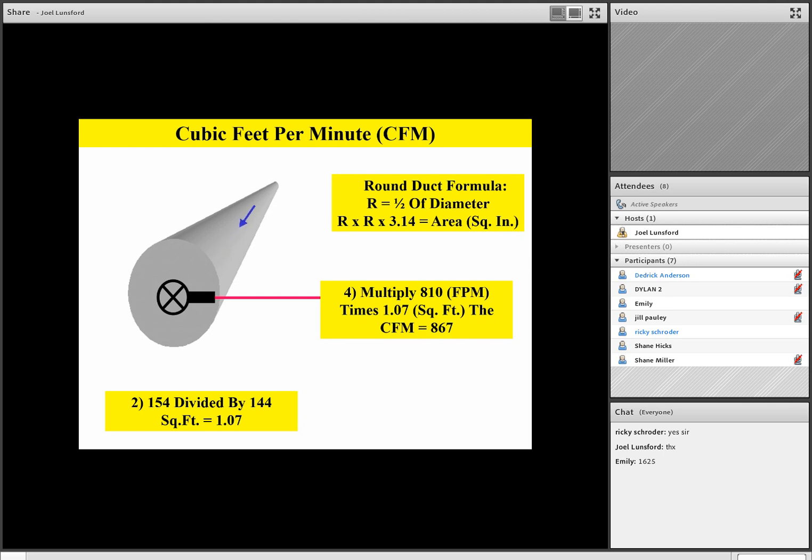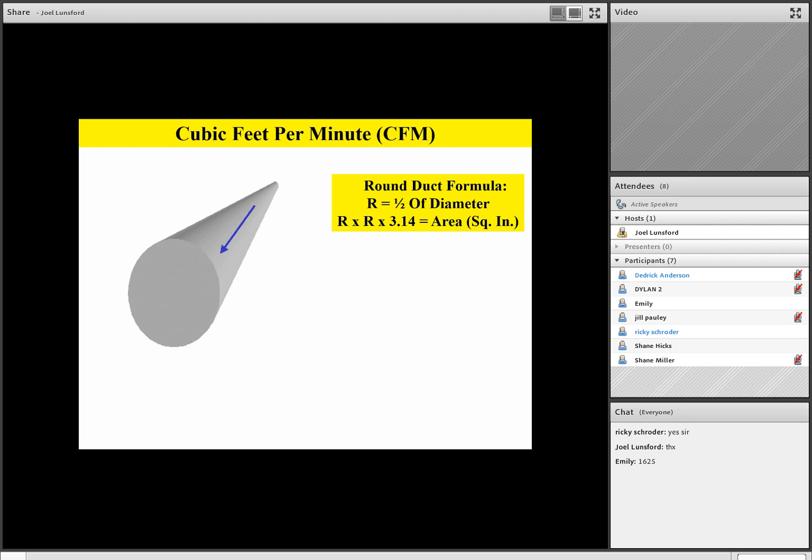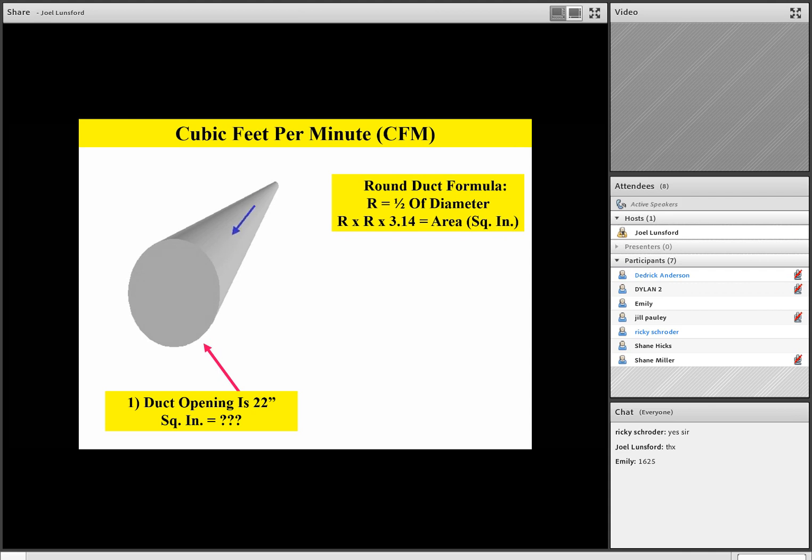Let's do one more round duct formula just to make sure everybody's got this, and then we'll move on to something else. So clear your calculator for me, please. In this final example, we have a 22-inch round duct. So the radius of a 22-inch round duct is 11 inches. So we take 11 times 11. And then we multiply that times 3.14 to get the square area. And so in our example here, it looks like we have about 380 square inches on a 22-inch round duct.